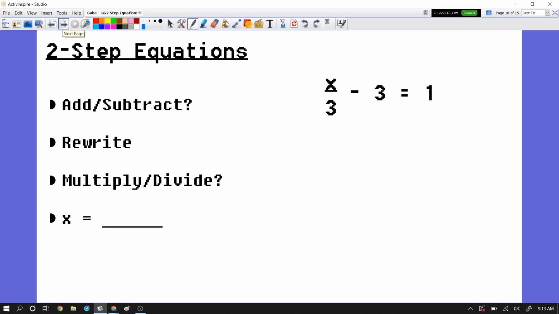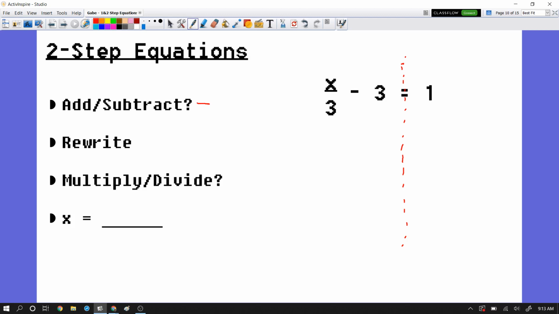Give this one a go. Okay, I'm cutting my problem in half. I really am a stickler about if you do it to one side, you have to do it to the other. Otherwise, you're going to not be successful. Do you see addition or subtraction?